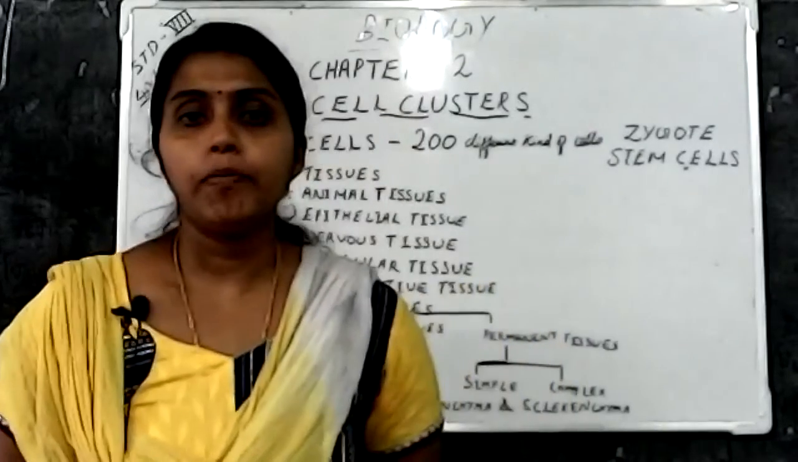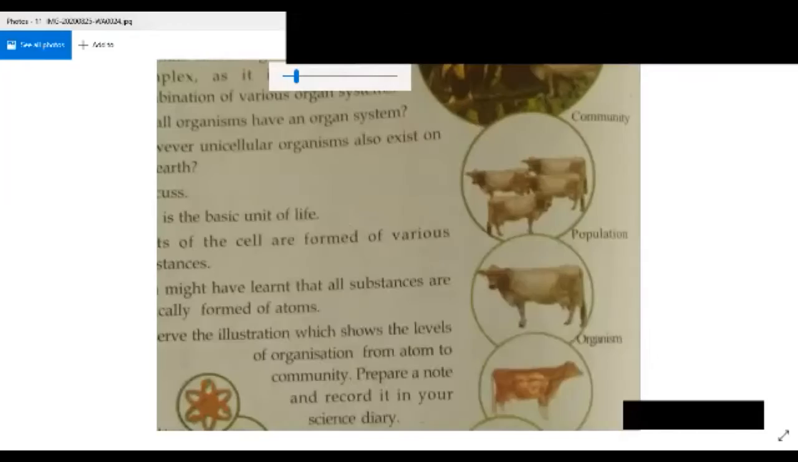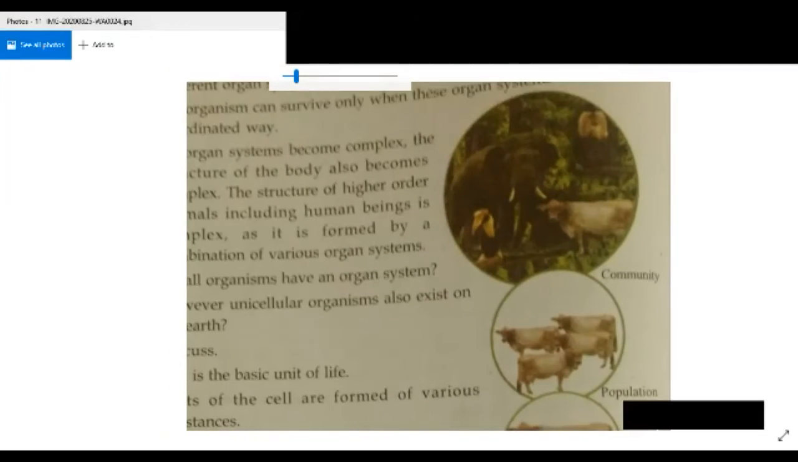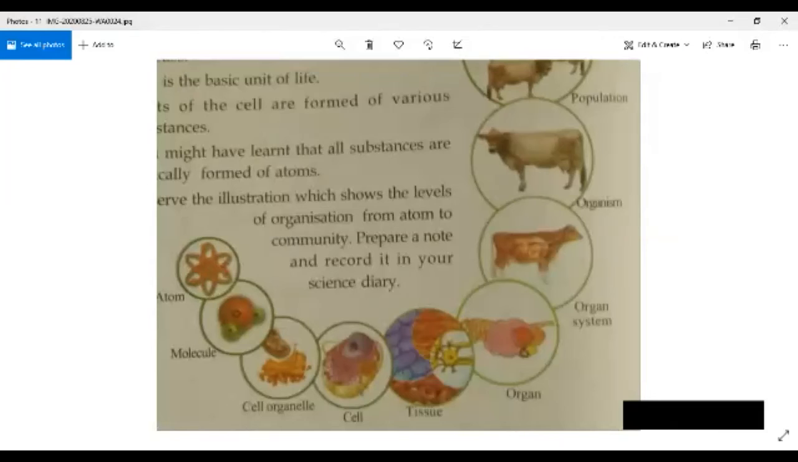Here you can see the atom. The atom is the smallest and simplest unit. Atoms unite to form molecules. Molecules unite to form cell organelles. Cell organelles unite to form the cell. If we take a cell, different cell organelles are present in it, and all those cell organelles unite to form the cell. Then cells unite to form tissues. So a group of cells forms tissues.